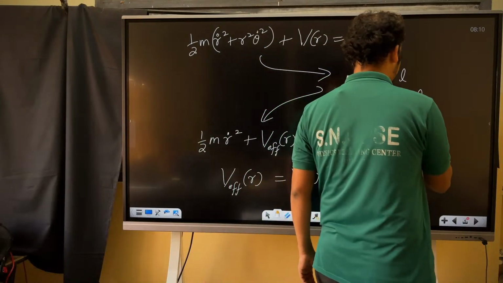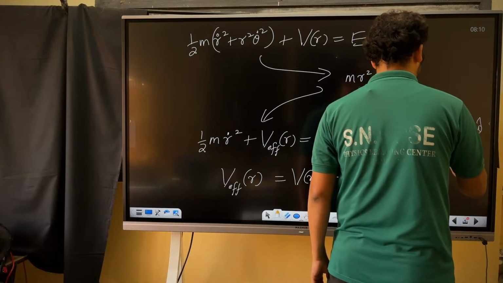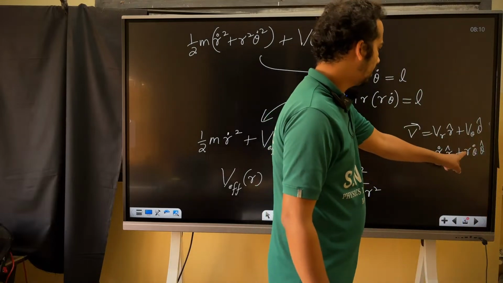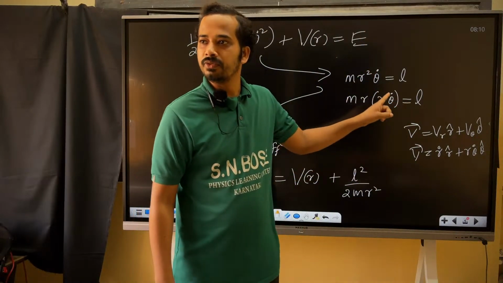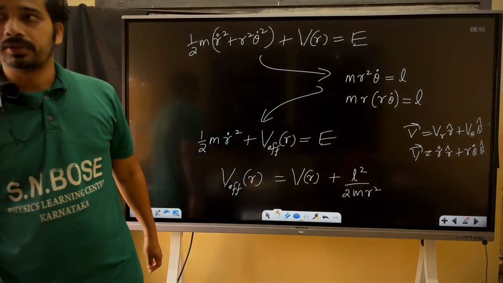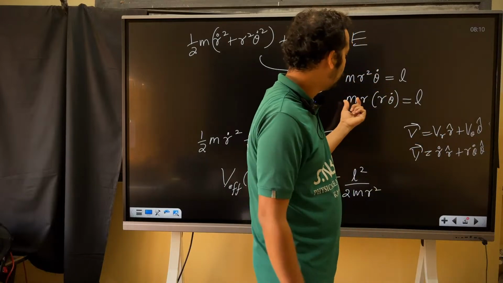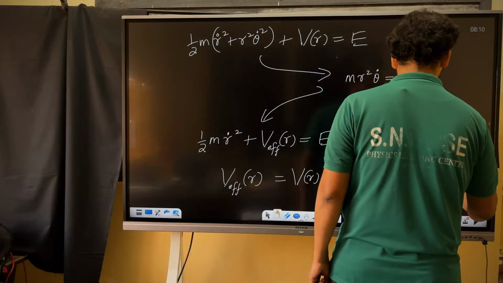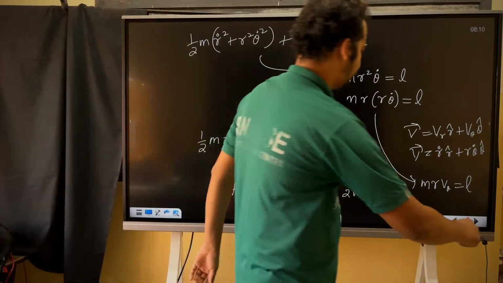If you write your v as v r, r cap plus v theta, theta cap, that is r dot r cap plus r theta dot theta cap. In circular orbit, there is no r dot, only r theta dot. Am I right? That's why for circular orbit, this is v. That's how mvr equal to L. Don't write the same thing for your elliptic orbit. Both v r and v theta will be there. But m r into v theta is actually equal to L. Be careful.